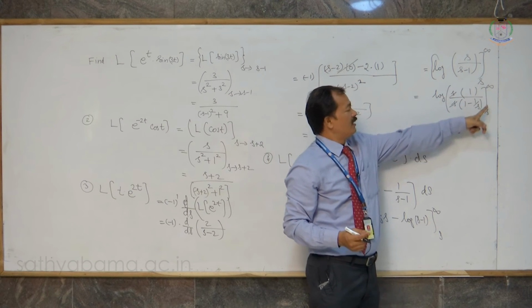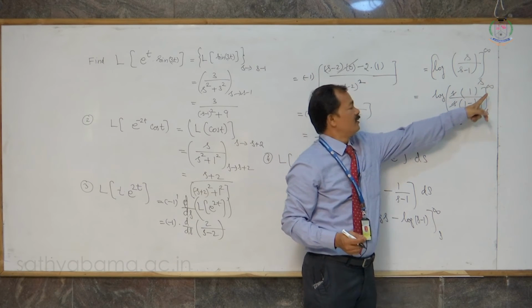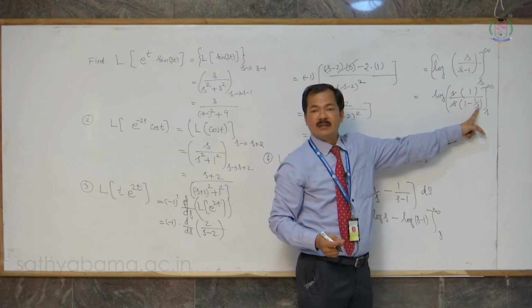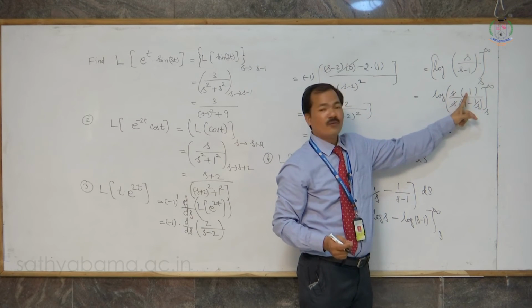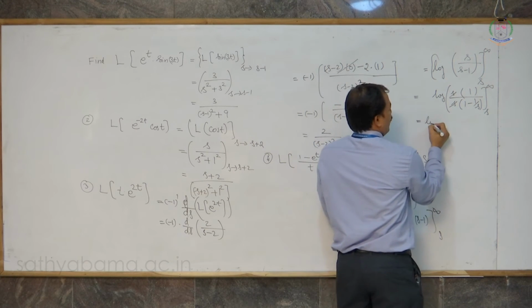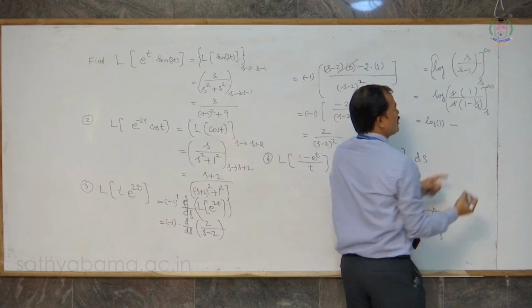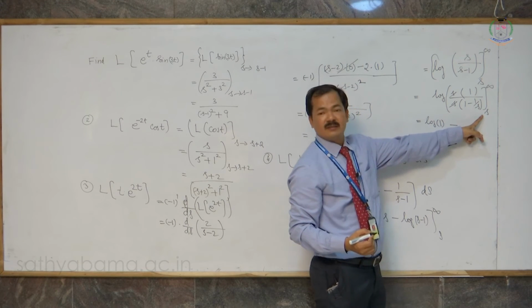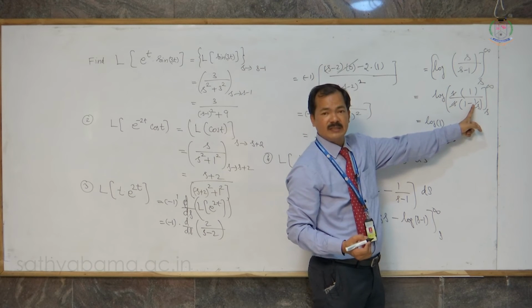Now, substitute upper limit minus lower limit. If you substitute the upper limit here, 1 upon infinity is 0. So, log 1 remains; upper limit minus lower limit gives log s. So, yes, that is it.